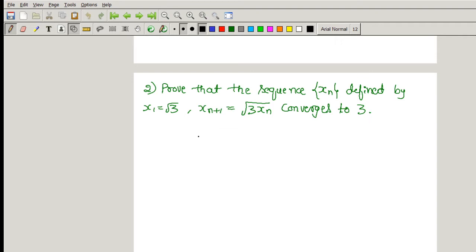In this video, I have solved this problem and a few more problems. That is, show that the sequence xn defined by x1 is equal to root 3 and xn+1 is equal to root of 3 into xn is convergent and converges to 3.